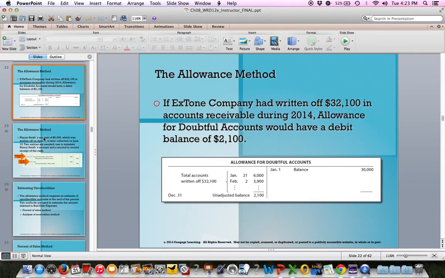It says if X-Tone had written off $32,100 in account receivable, the allowance would then have a debit balance. So basically we wrote off more than what our estimate was. So it can end up either way, as a credit or a debit.